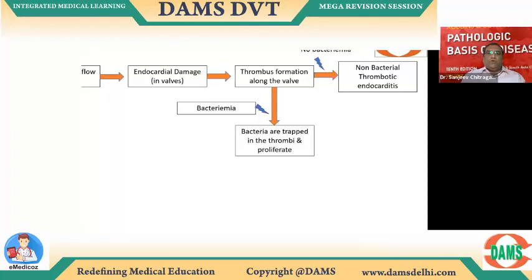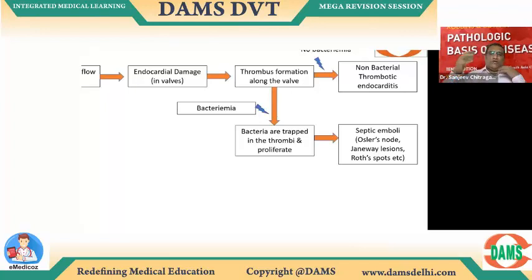Once the bacteria start proliferating, what will happen? Anytime you have bacteria proliferating in your body, you will start mounting an inflammatory and immune response. So two possible things, one before that. These bacteria can undergo septic embolization. And this is what sir was also talking about: Osler node, Janeway lesion, Roth spot, different things which will be there. The vegetation itself, which is a thrombus and also bacteria, can get embolized. It can even cause a stroke. Basically, there can be embolization. This can cause an abscess anywhere, or a stroke, or any infarct can happen.